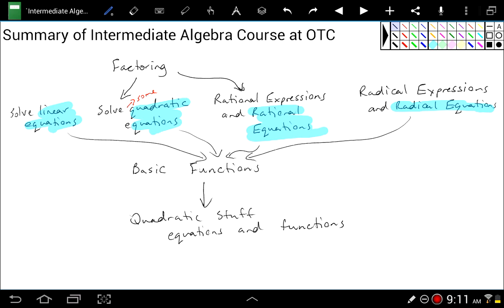So I hope this is helpful, and I hope it helps you see the big picture here and where we're going and what we've done. But that's what our intermediate algebra course looks like, and hopefully you can see how it all works together now.